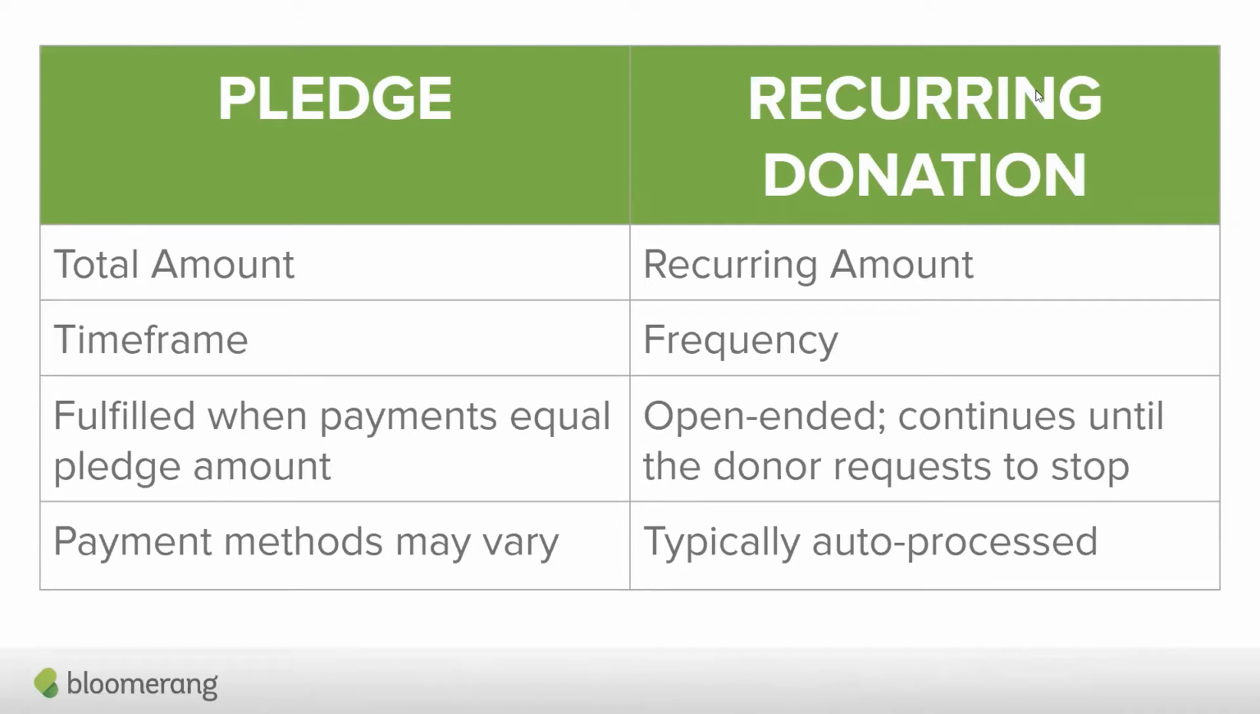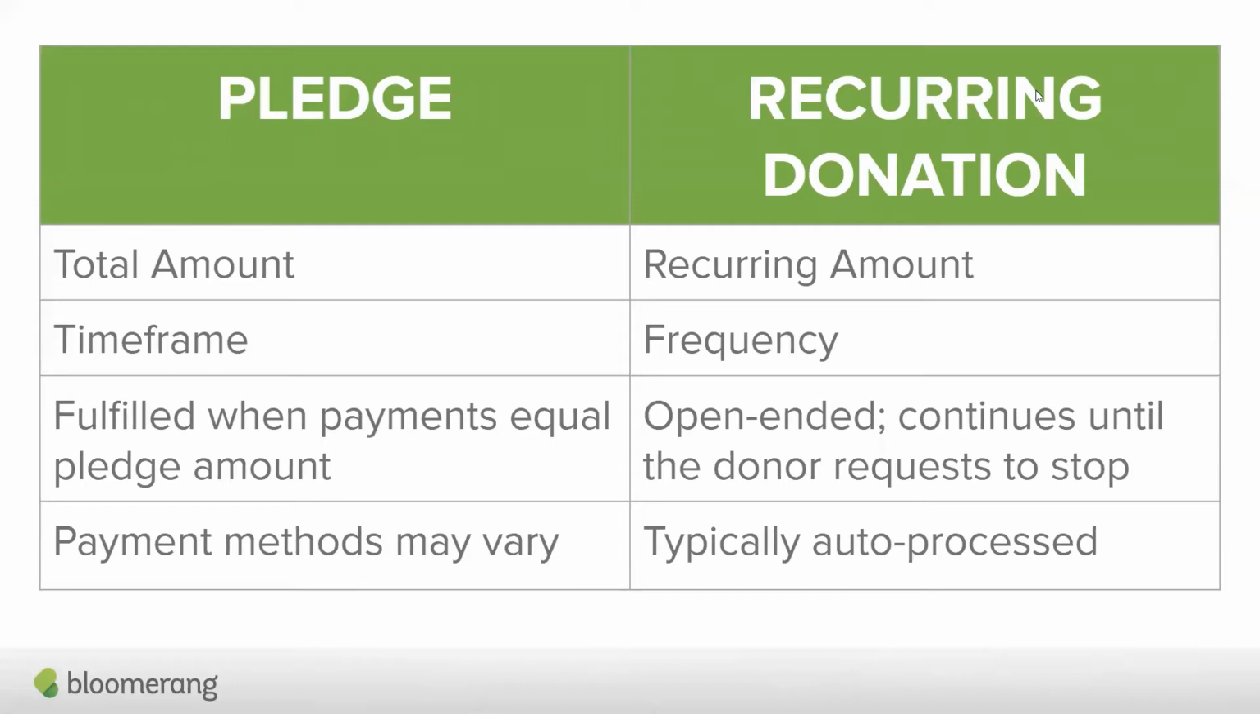So when you're dealing with pledges in Bloomerang, typically the amount that you have is the total amount. I am committing $1,000 to your organization. You know that the amount that I'm committing to is $1,000, that may be paid one time or that may be paid in installments, but you're going to get $1,000. And once you receive the $1,000, my commitment is fulfilled.